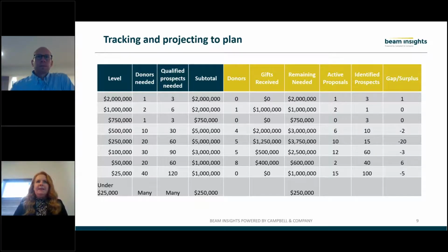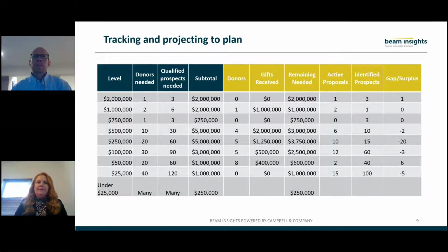And so we map that to the gift table, put in the gifts received, and we'll still see that we need $1 million in remaining gifts at that level, and you'll see that we have 2 active proposals and 1 identified prospect. So therefore, we don't have any gaps at that level, which is great. But you will see that we do have some gaps at the $250,000 level.